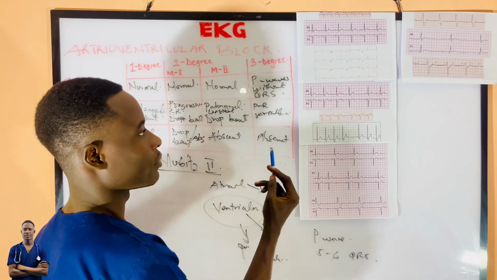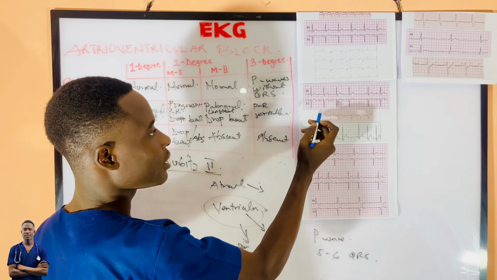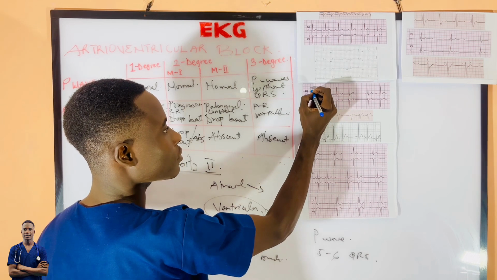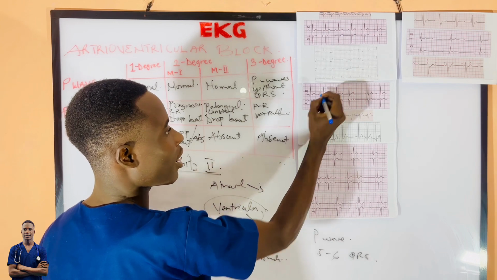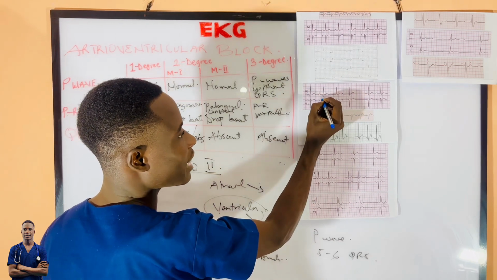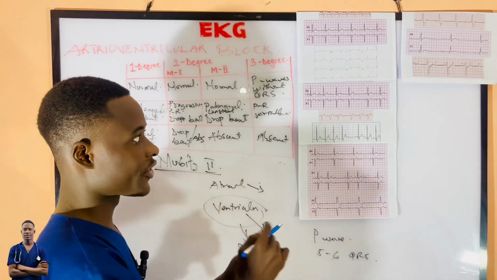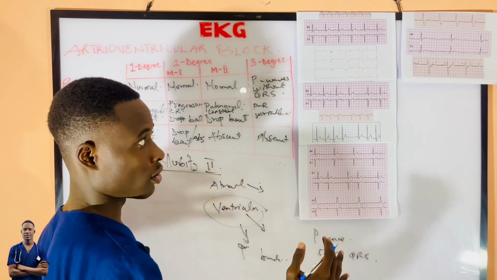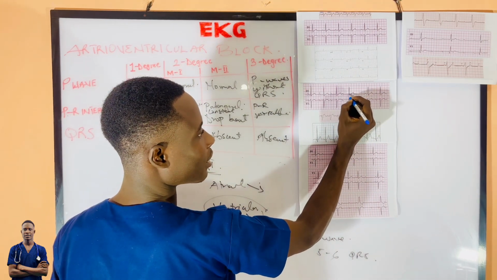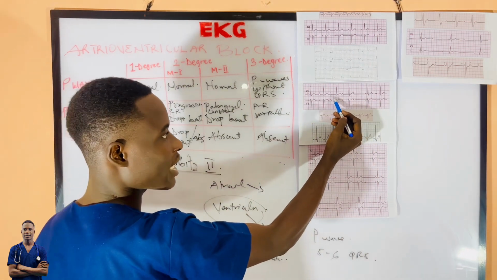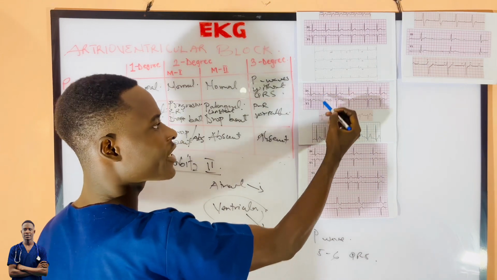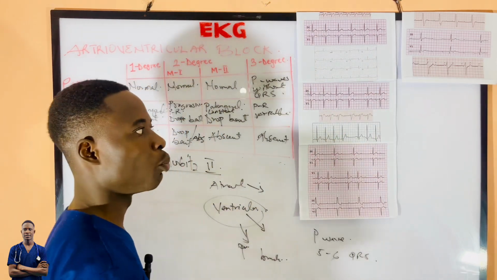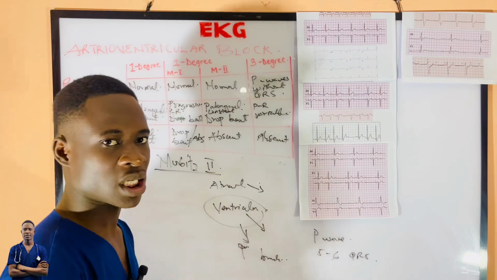Now let's look at the second degree for the Mobitz one. For the Mobitz one, you see it will progressively increase. So this is our P wave. This is our R. This is our P. This is our R. If you check the distance between this and that, you see it is increasing. And if you check that of this P and this R, it is also increasing. This is larger than this, and this is larger than that. That means they will be increasing in length until it is totally blocked. So here we don't have a QRS complex. Are we clear with it?